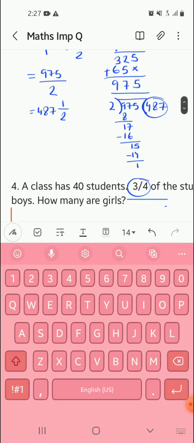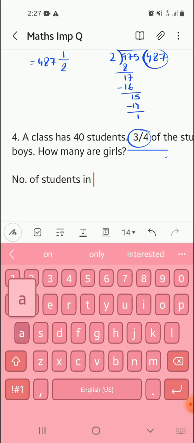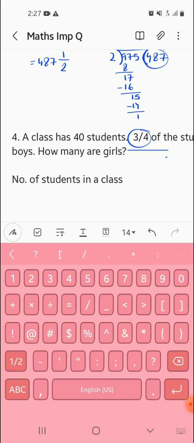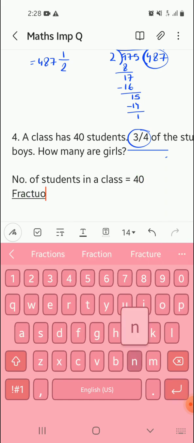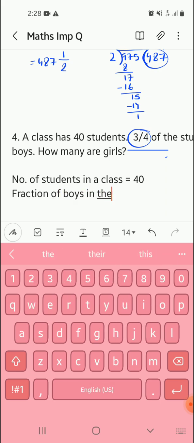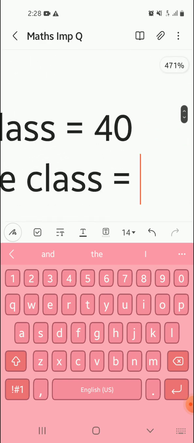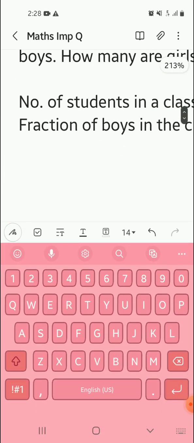So for this, first we are going to write it in this way: the number of students in a class is equal to 40. Fraction of boys in the class, it's given as 3 by 4, right? So this is given as 3 by 4. Now we are going to write, therefore, the fraction of girls.